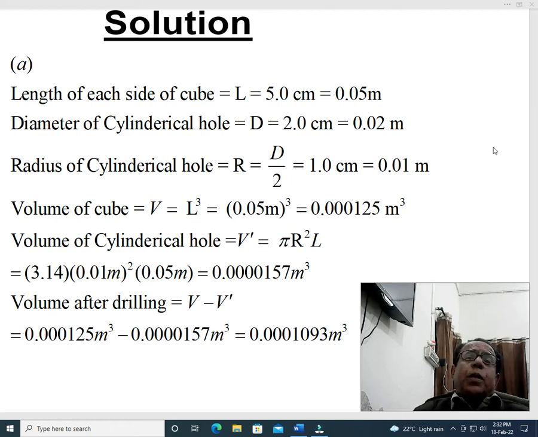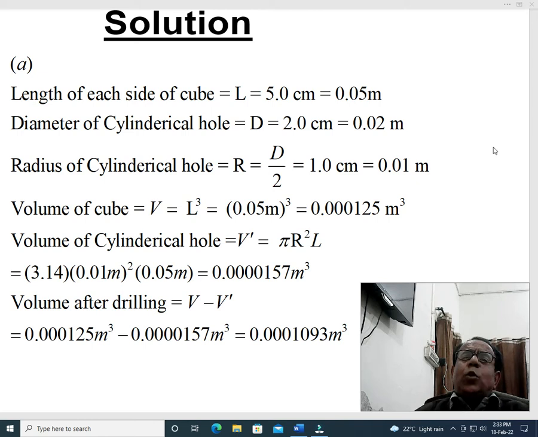Now the volume of the cube, denoted by V, is equal to length cube, L cube. That is to say, length is 0.05 meter, so it will become 0.000125 meter cube.